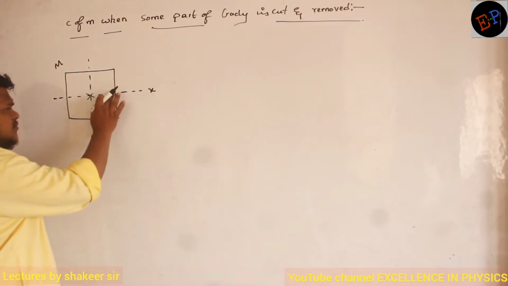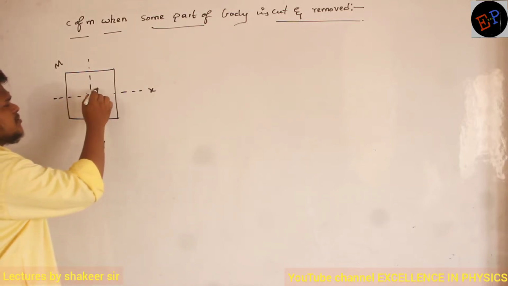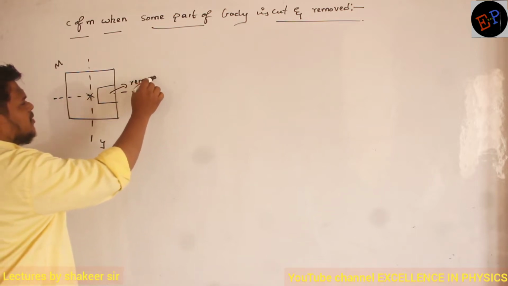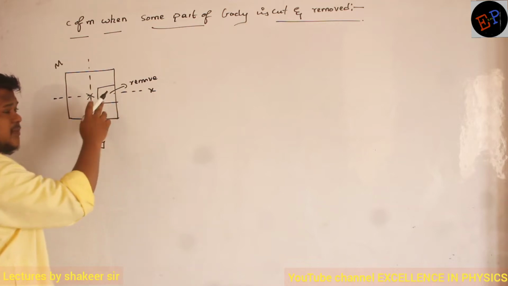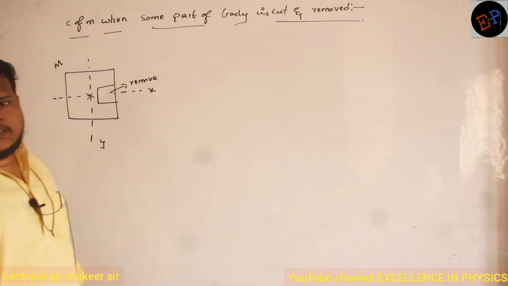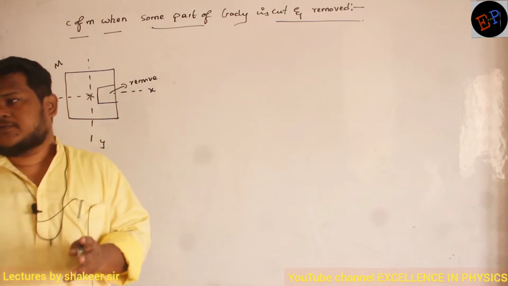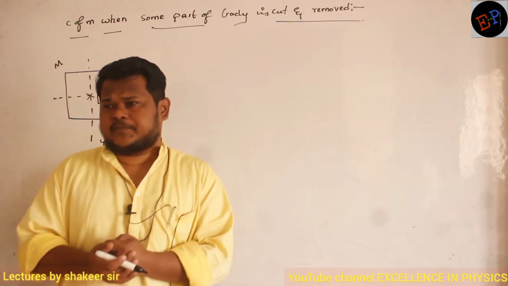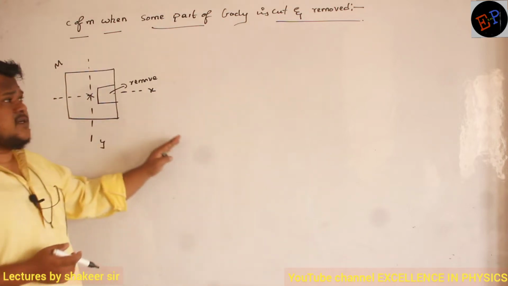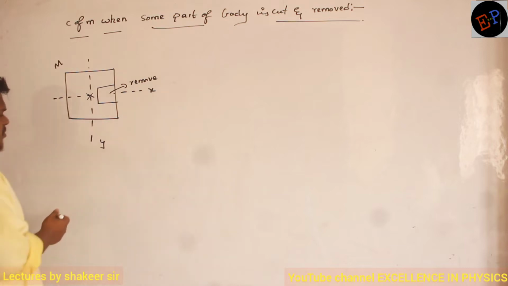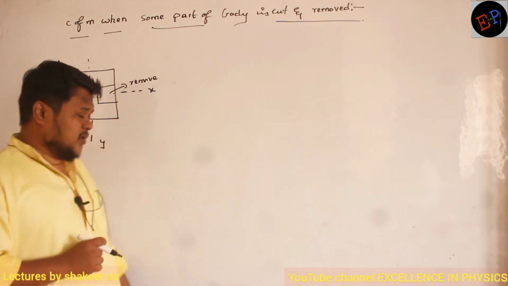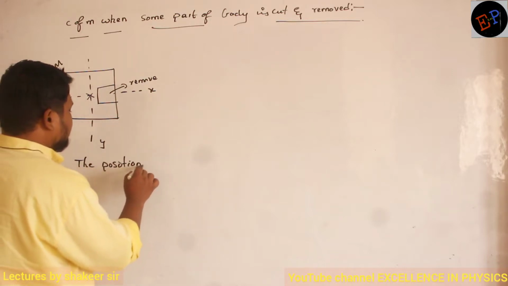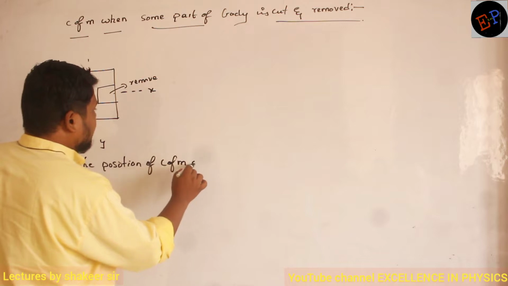Now what I do is, from this body, I cut this much part of the body and remove it. Then what happens to the center of mass of the remaining body? Its position will definitely change. Are you able to understand? So when such a condition is given, how can I calculate the position of center of mass of the remaining body?